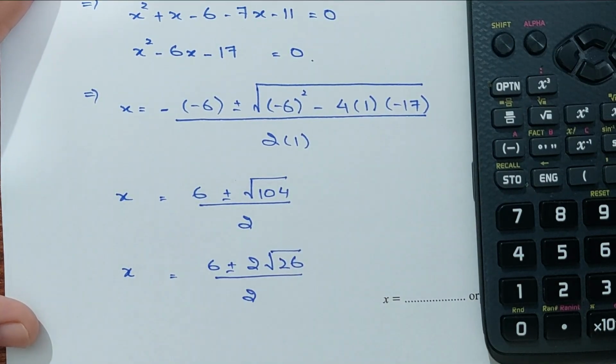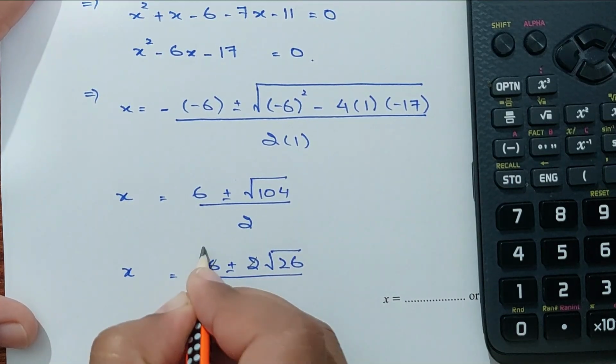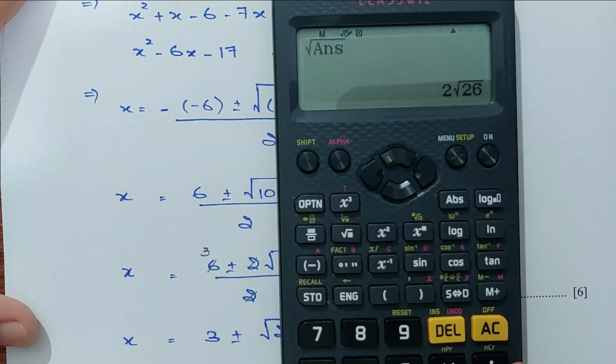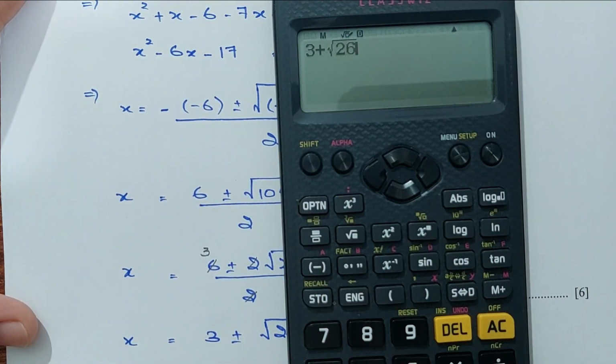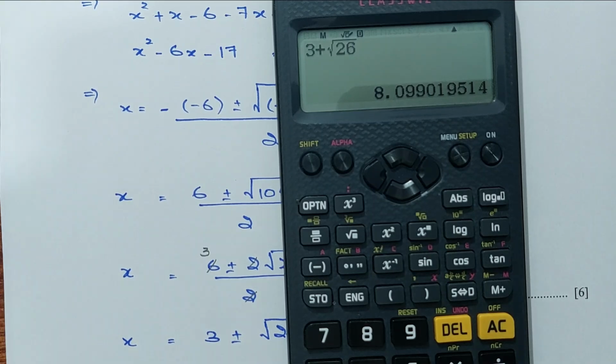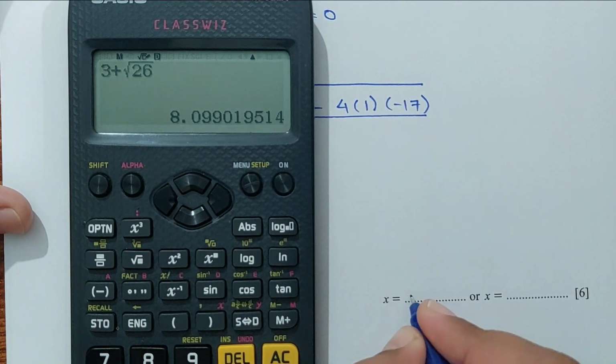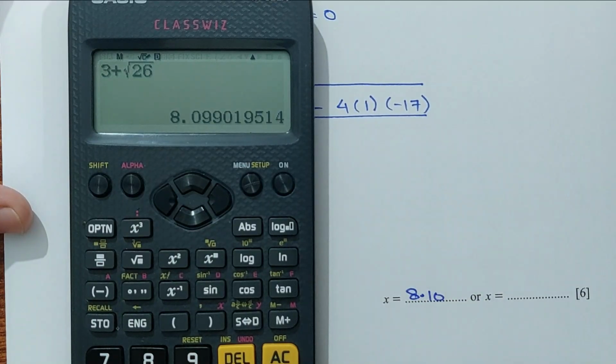We can cancel it out easily. The 2 is cancelled with 2, and this 2 with the 6 to give 3. So the two solutions are x equals 3 plus minus root 26. We have to find the answer correct to 2 decimal places. 3 plus root 26 to 2 decimal places is 8.099, so we can say 8.10.